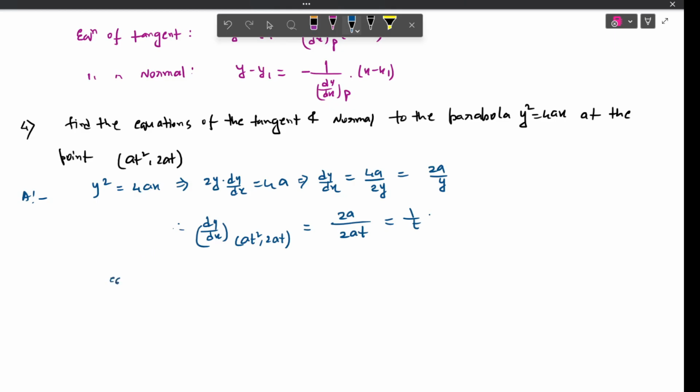So what should be the equation of tangent? The equation of tangent is y minus y1, that is 2at, should be m into x minus x1. What is m? At point at square comma 2at, m is 1 by t. So if you simplify, you will get ty equals x plus at square.